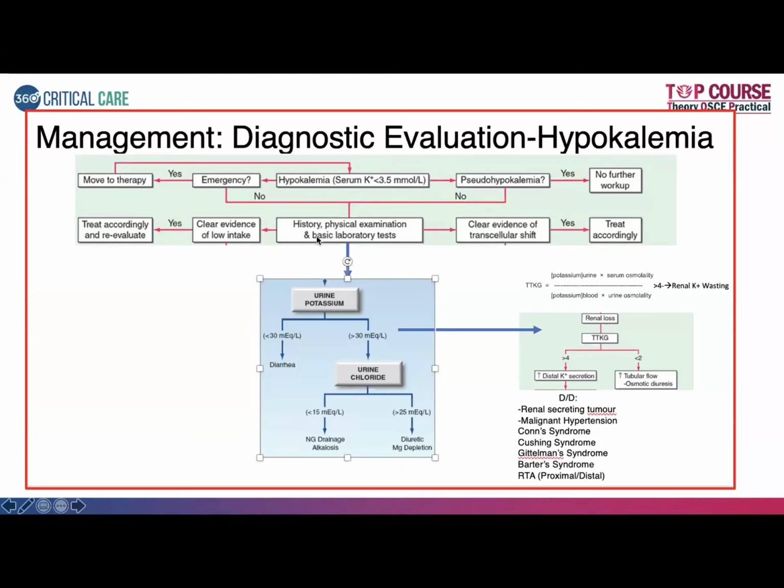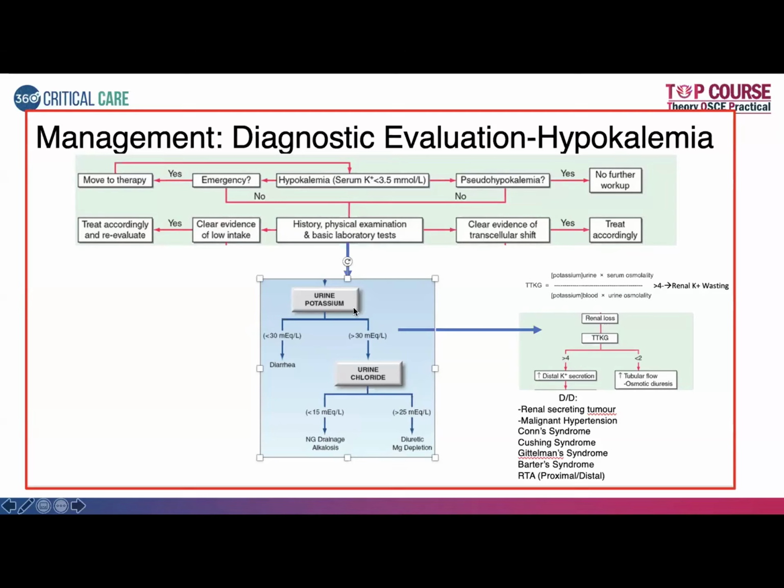Then examine the patient, get a clear history. And if there is evidence of low intake, supplement. And look for drugs or any other causes that can cause a transcellular shift, for example, any insulin infusions or TPN or whatever is going on, and treat accordingly.